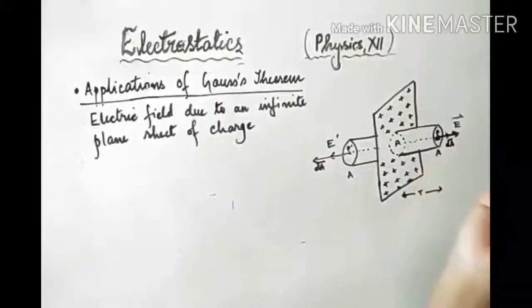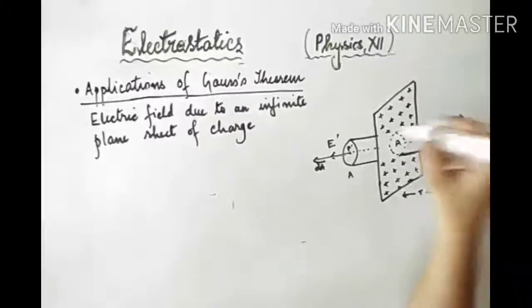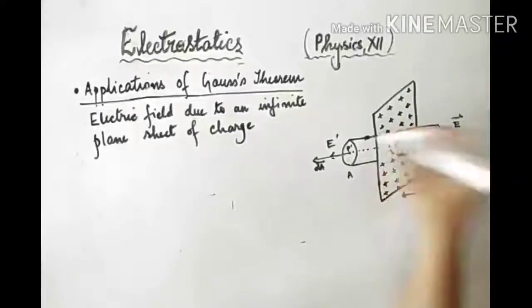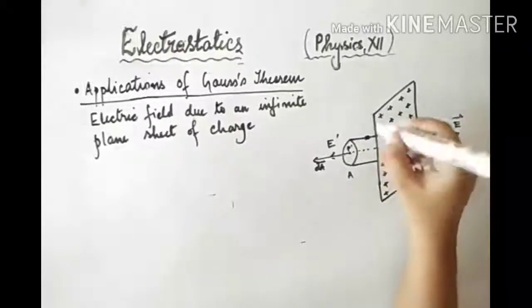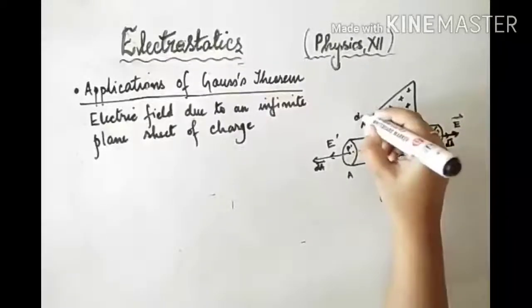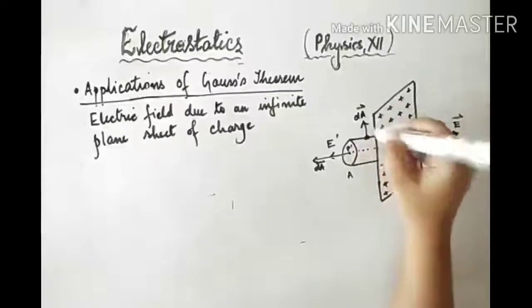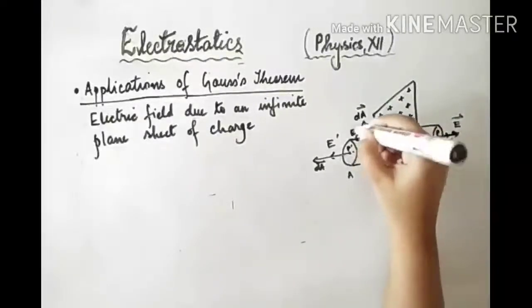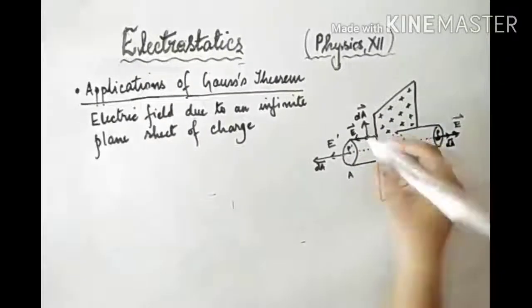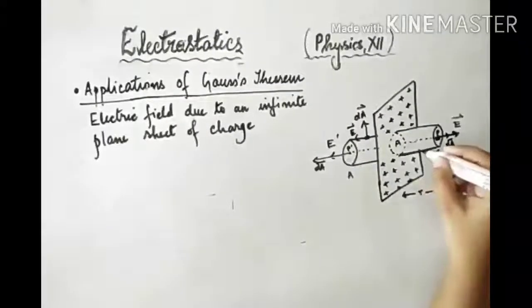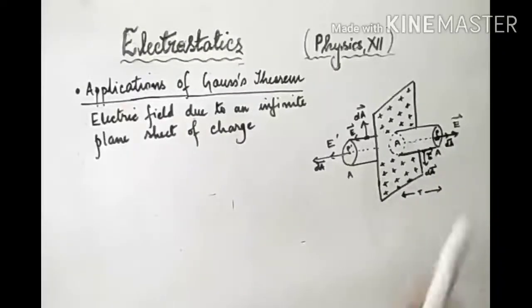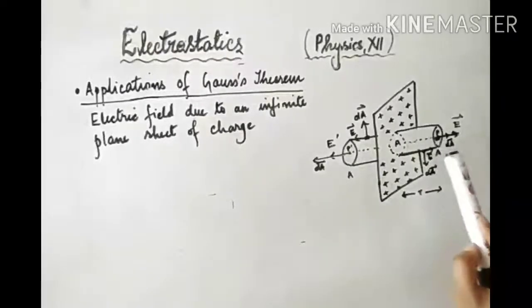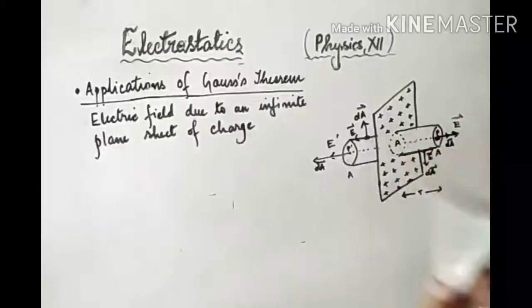Now, suppose you consider this curved surface, or this surface, or this surface. In the curved surface the area vector will be along this direction, but the electric field will be along this direction. So the angle between them is 90 degrees. Here also dA will be along this direction and the electric field along this direction. So the angle between E and dA here and here will be 90 degrees, and at the two flat ends it is 0 degrees.